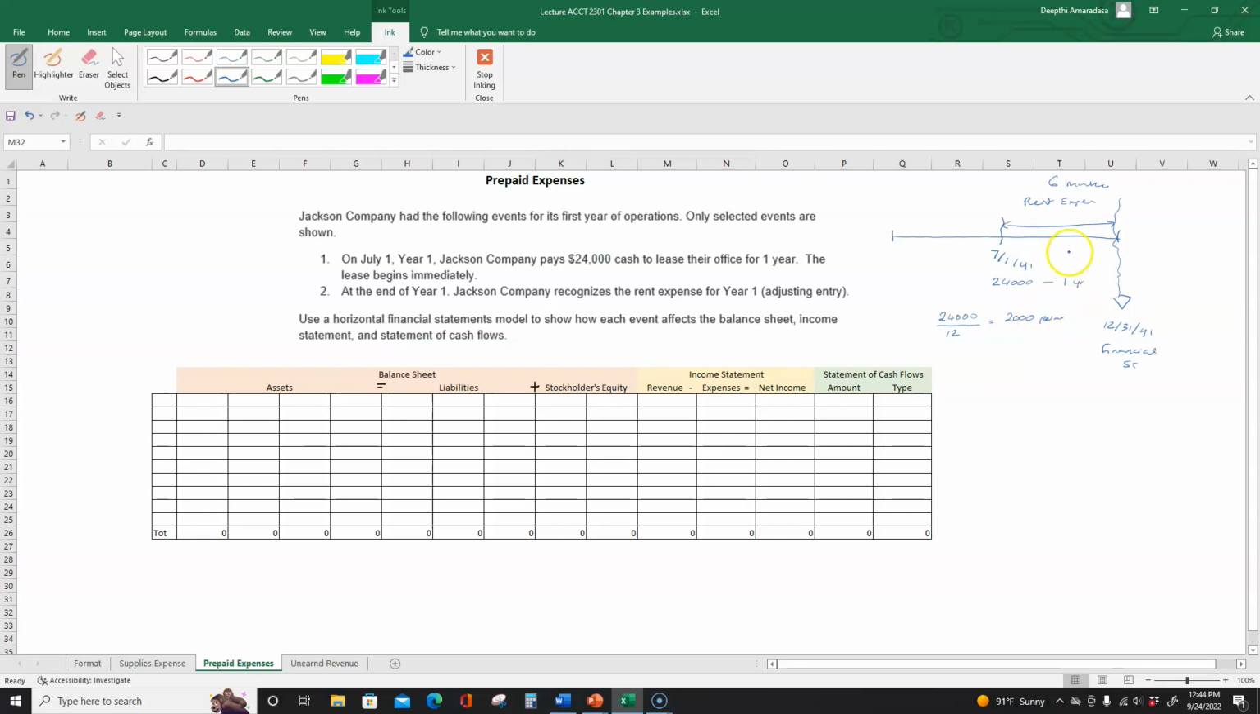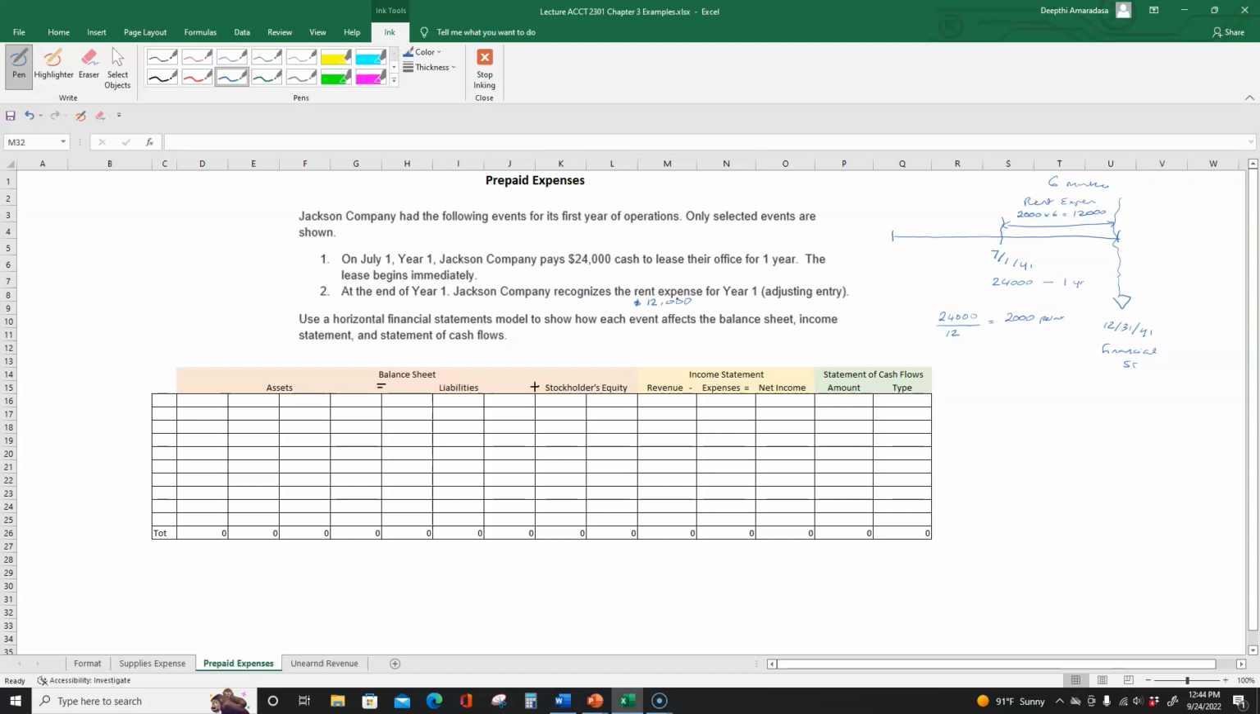Now we can figure out that if we have 6 months and it's $2,000 per month, our rent expense is going to be equal to 2,000 times 6, which is $12,000. That is your rent expense. So when we're doing transaction 2, the rent expense, we know it's going to be $12,000. Now let's go ahead and see how these transactions affect the financial statements.